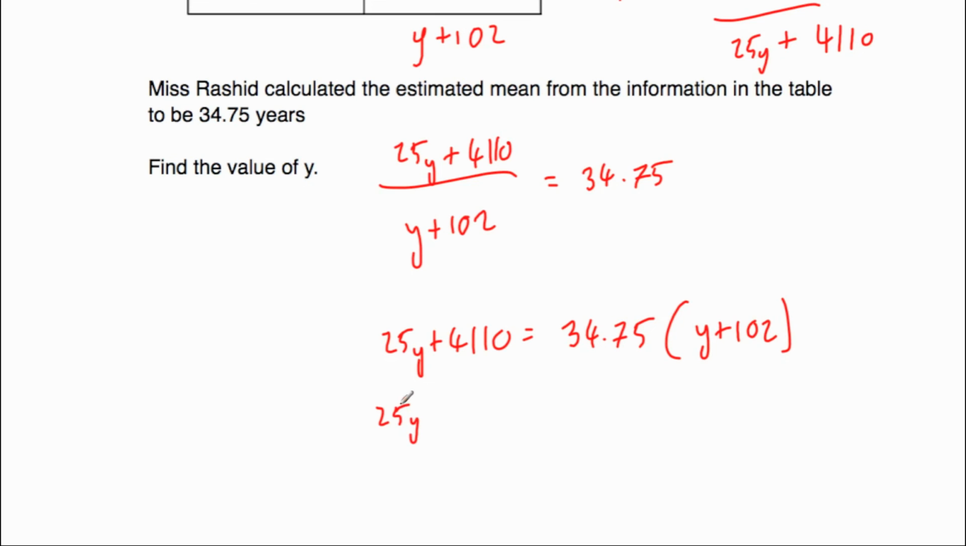So now I'm going to expand the brackets on the right-hand side of the equation. The left-hand side will stay the same, 25y plus 4,110 equals, and multiplying out this bracket, 34.75 times y would be 34.75y, then plus 34.75 times 102. So 102 multiplied by 34.75 gives us 3,544.5. Now we're going to solve this equation.